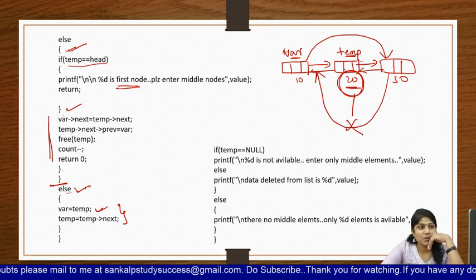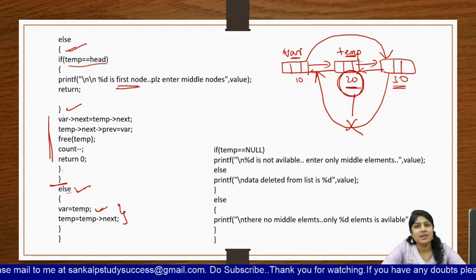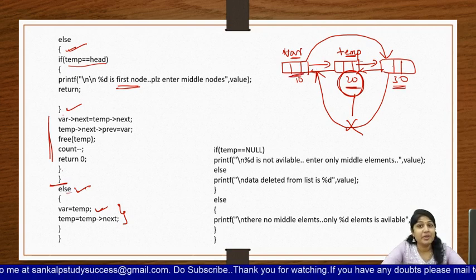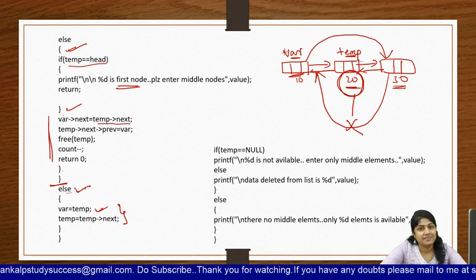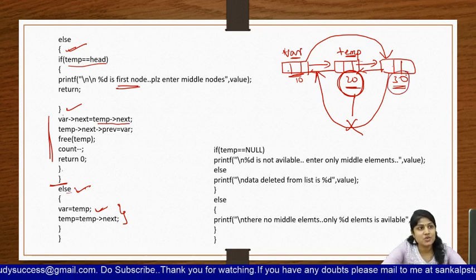Correct? So this is what? Temp to next. This is what? Temp to previous. Now check. Temp to next. Temp to next is what? 30. 30 is stored where?